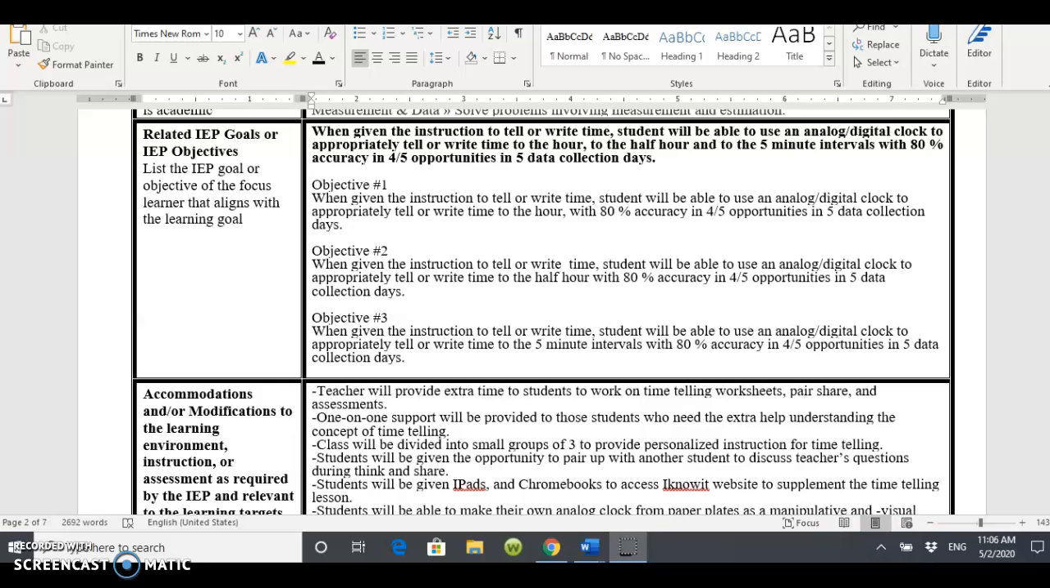Objective 3. When given the instruction to tell or write time, student will be able to use an analog or digital clock to appropriately tell or write time to the 5 minute intervals with 80% accuracy in 4 out of 5 opportunities in 5 data collection days.